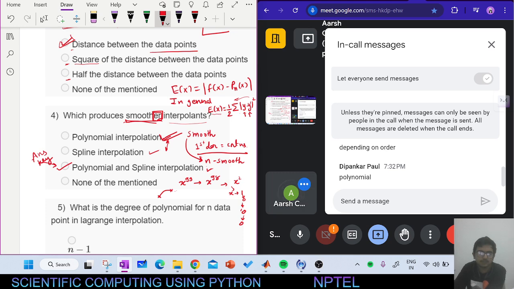Okay? I had one question. By the definition of spline interpolation, you're telling that it could be second order only. Could you give me an example?